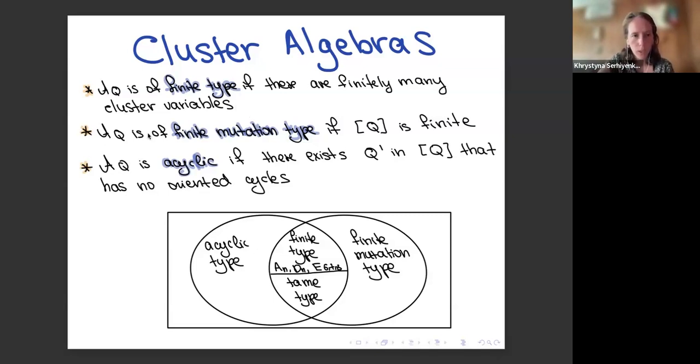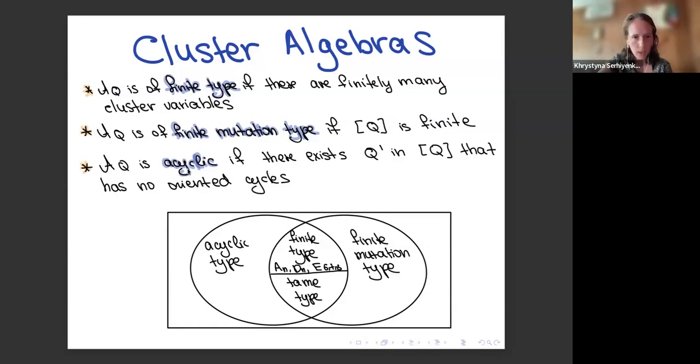Now, A sub Q, the cluster algebra, is said to be of finite mutation type if the mutation class of Q is finite, meaning that if I just look at the quiver and mutate the quiver in all the possible directions, I only get finitely many quivers. The number of cluster variables may be infinite, but the number of quivers may be finite. And these are still a nice enough class that we know them and understand them.